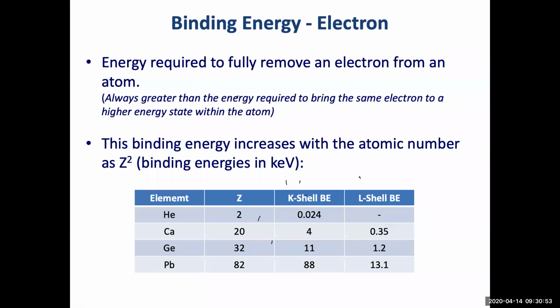This binding energy increases with the atomic number as Z squared. And we can see here in different elements, increasing the Z number, or number of protons, increases the binding energy. In the K shell and L shell, we can see that the K shell has more binding energy because it's closer to the nucleus. But the same principle applies: increasing Z will increase the binding energy in all shells.